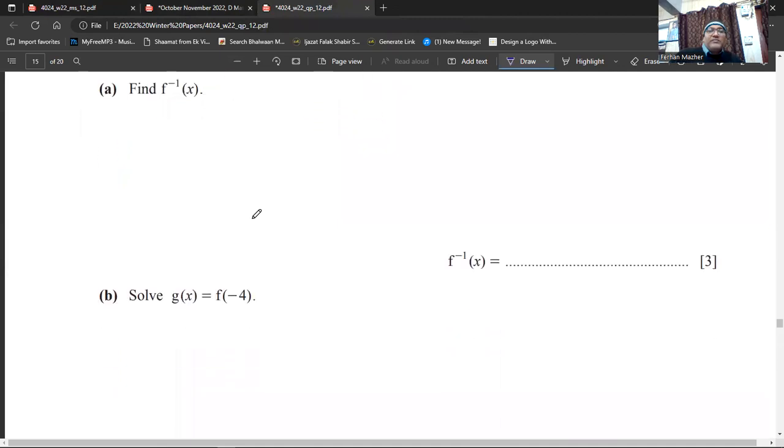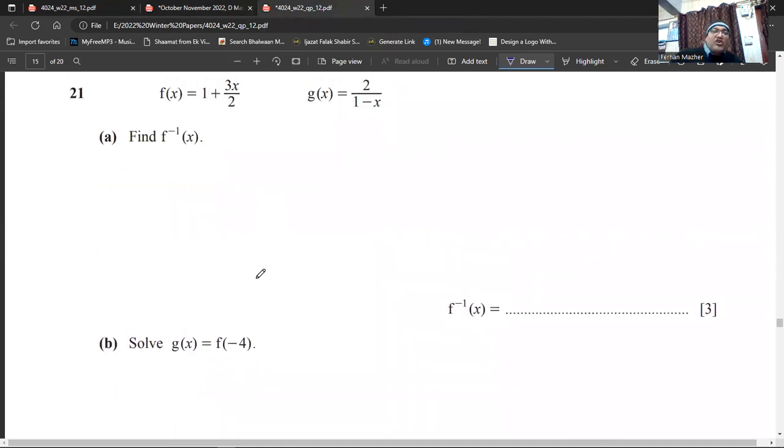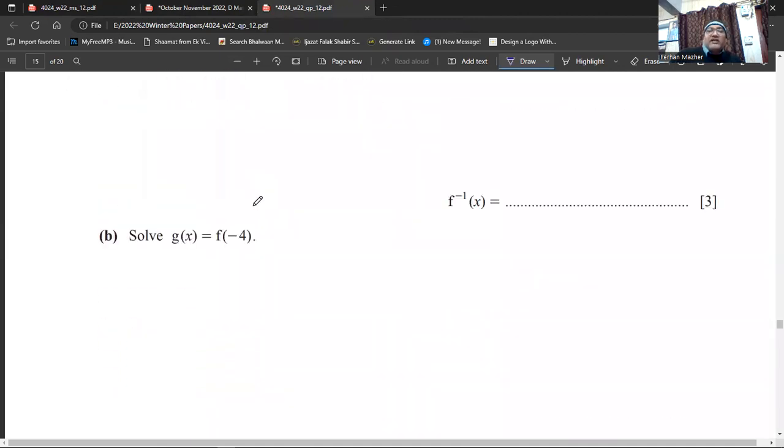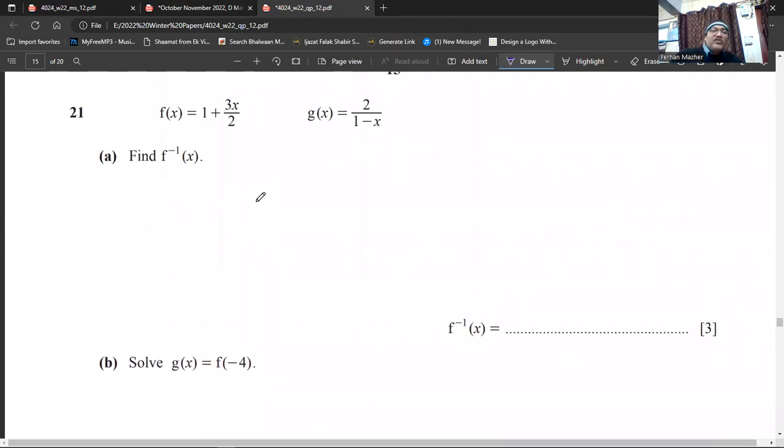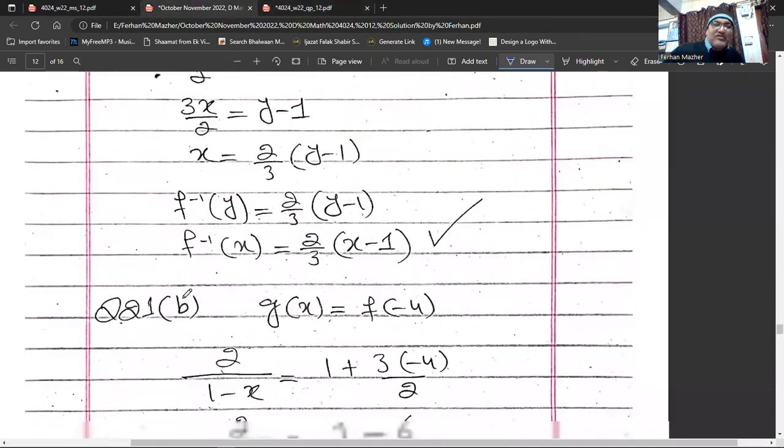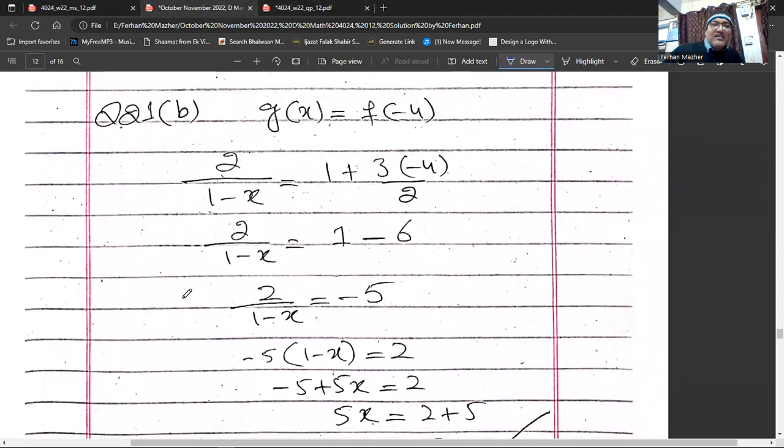Question number 21, B part, he says that g of x, and this is a 3 marks question. He says that g of x is equal to f of minus 4. So this is g of x, which is 2 by 1 minus x, and that is equal to f of minus 4. In this formula, wherever there is x, just put minus 4 there, and make them equal to each other, and very easily you can find. So 2 divided by 1 minus x equals 1 plus 3 into minus 4 divided by 2.